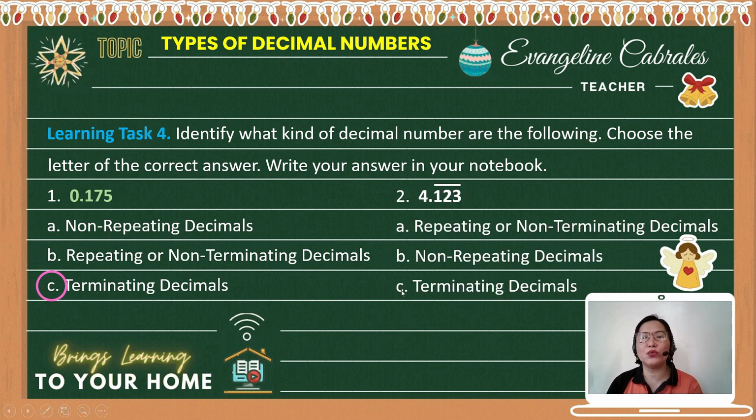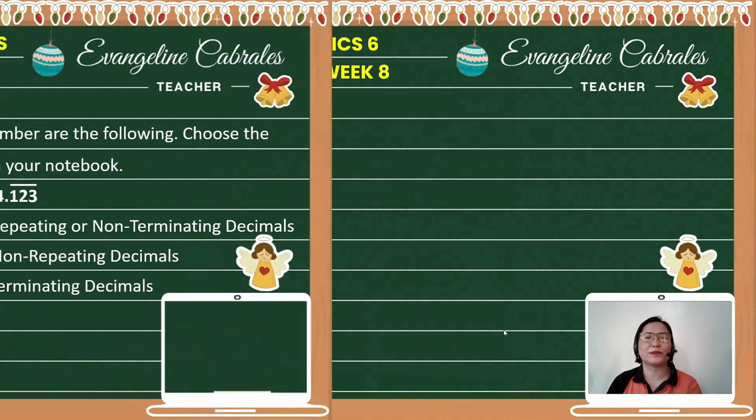How about number 2? 4.123 with a vinculum above 123. Is it A, repeating or non-terminating decimals? Is it B, non-repeating decimals? Or is it C, terminating decimals? The answer is, yes, that is letter A, repeating or non-terminating decimals.